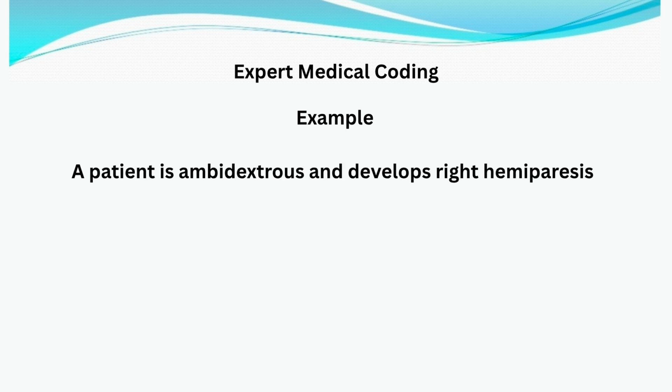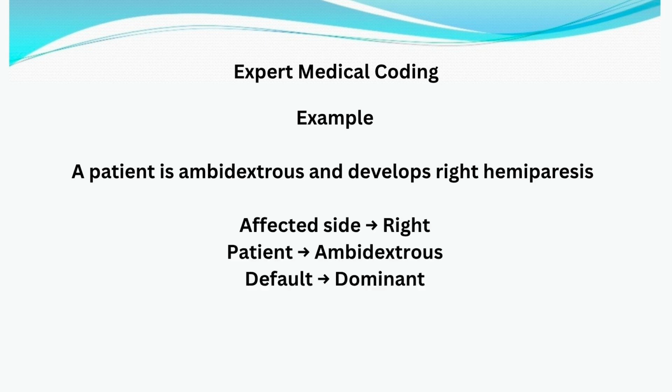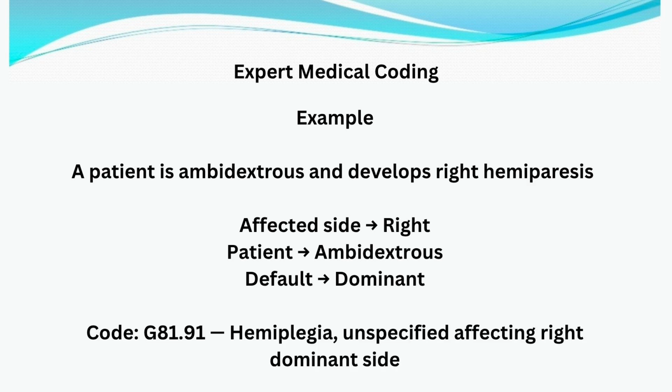Let us see another example. A patient is ambidextrous and develops right hemiparesis. So which is the affected side here? It is the right side and patient is ambidextrous. So default will be the dominant. So code will be G81.91, hemiplegia unspecified affecting right dominant side.